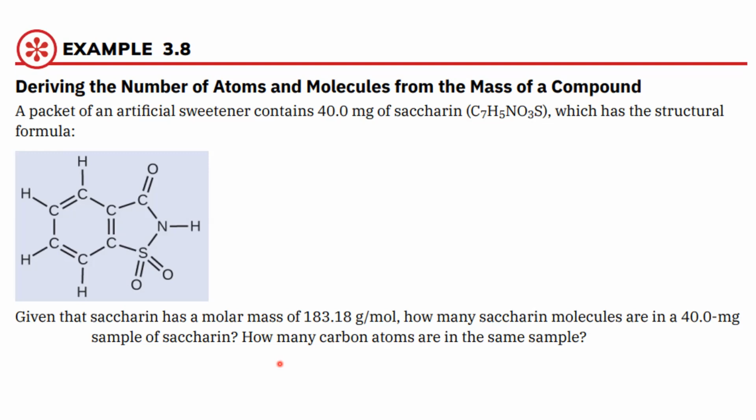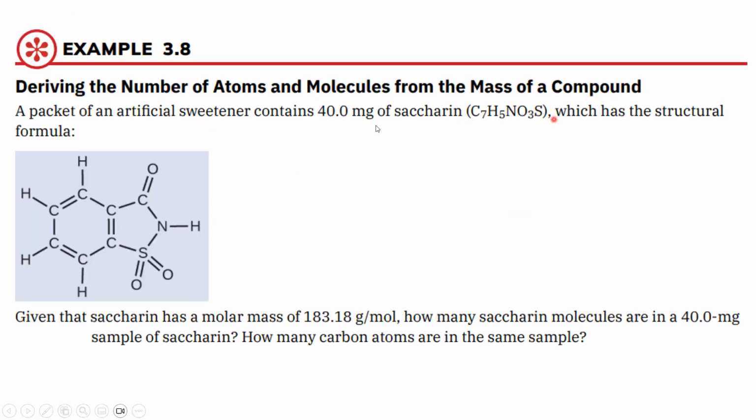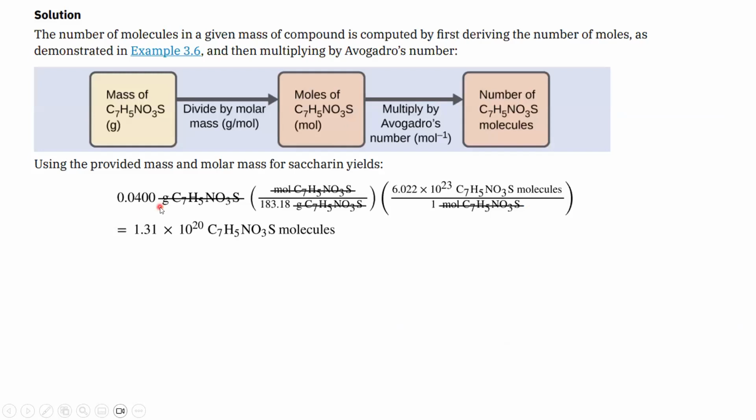This first part is going to be very similar, like I said. I should point out that we had milligrams here, but the molar mass is in grams per mole, so we need to make those units match up first. We convert 40.0 milligrams into grams by dividing by 1,000, and we get 0.0400 grams of saccharin. Then we have the molar mass given to us, so we can cancel the grams. That'll give us moles of saccharin.